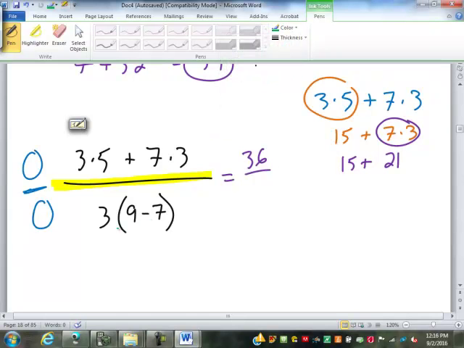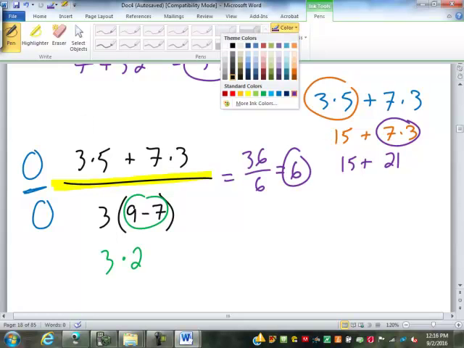What do we do first on bottom down here? Parentheses, 9 minus 7 is 2. Now I'm going to take out the parentheses because I'm down to a single number. So all that's left is 3 times 2, which is 6. 36 divided by 6 is 6. So that's it. Any questions?